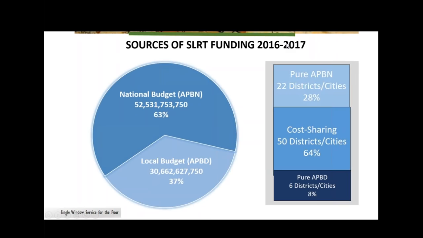28% of districts and cities still rely on national budget, and around 64% of districts and cities of SLRT are based on a cost sharing arrangement in terms of funding between national and local budget, and around 8% of the SLRT locations using a pure local budget.